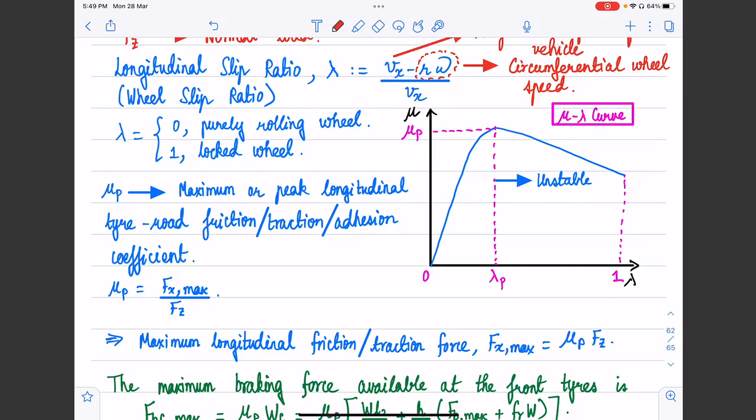To answer the point, in real-time operation, you and I don't know what the exact mu lambda curve is. So how do we design active brake controllers? That's something which we'll study.